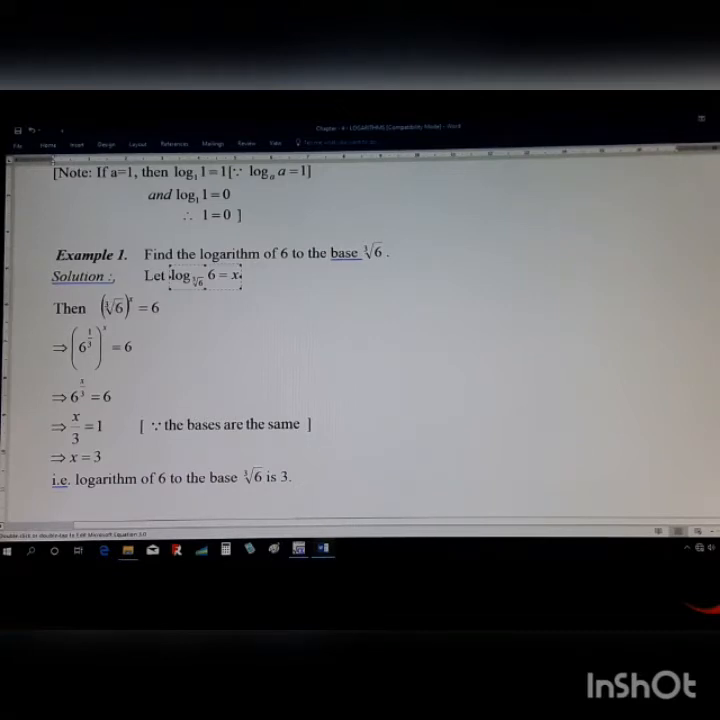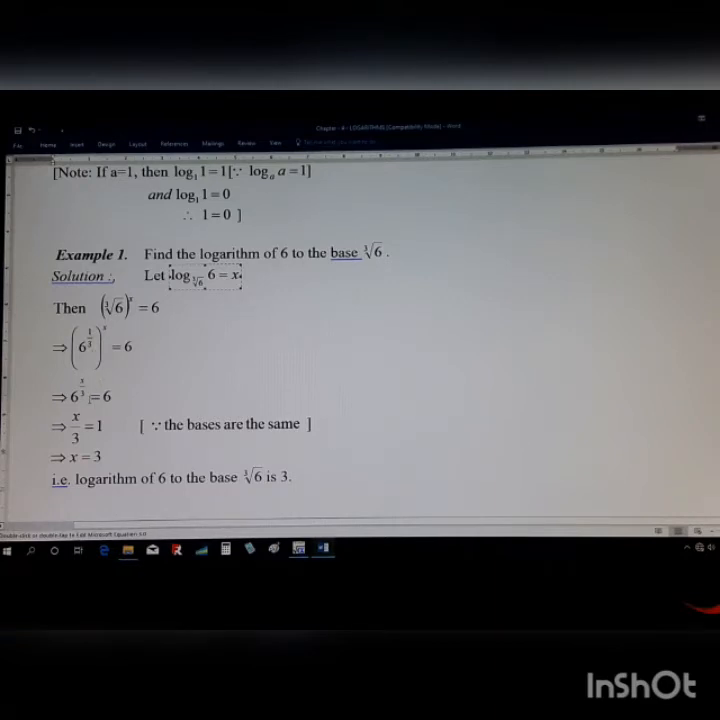This radical form is just expressed in the fractional notation here. The power becomes 1 by 3. So now when you open the bracket, these two powers will be multiplied together according to the laws of exponents.